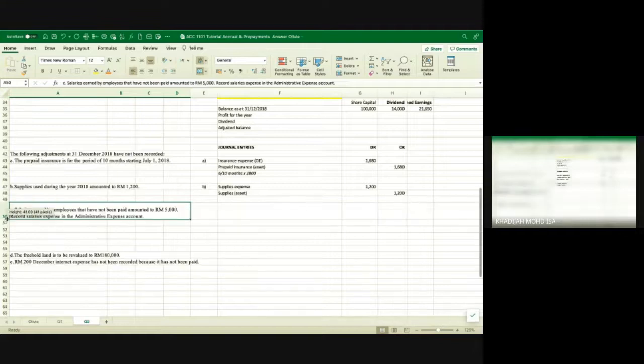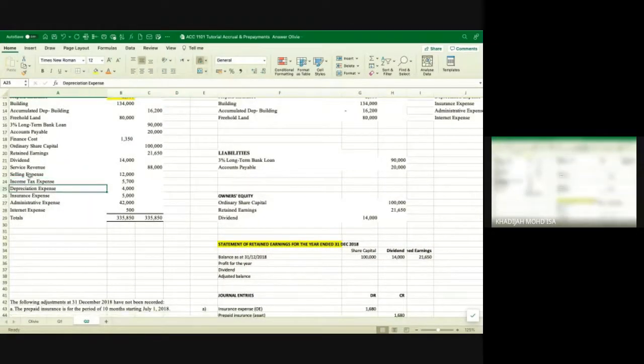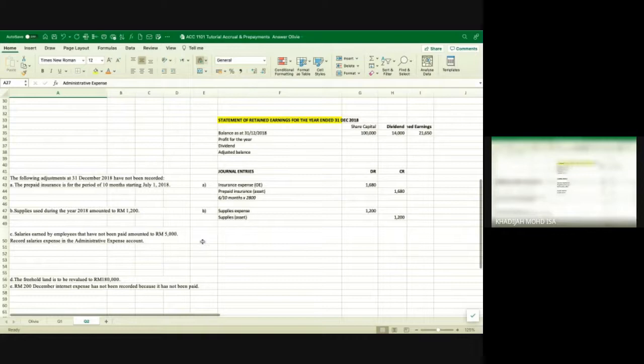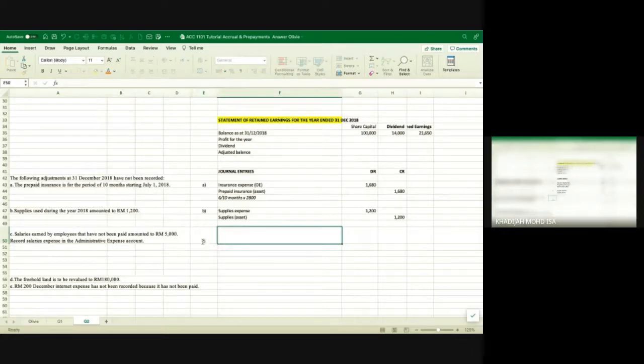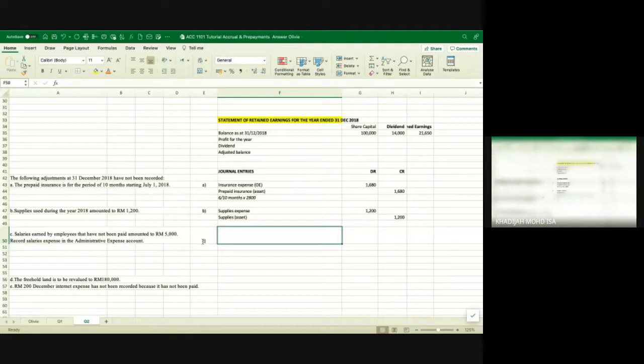Okay. Salaries earned by employees that have not been paid amounted to 5,000. Record salary expense in the admin expense account. So in this case, in your account, you have what we call admin expense of 42,000 here. So your salaries is part of your admin expense. So it says that record in the admin expense. So what should be recorded? What is the expense that you want to recognize now? 5,000. So that's the amount.